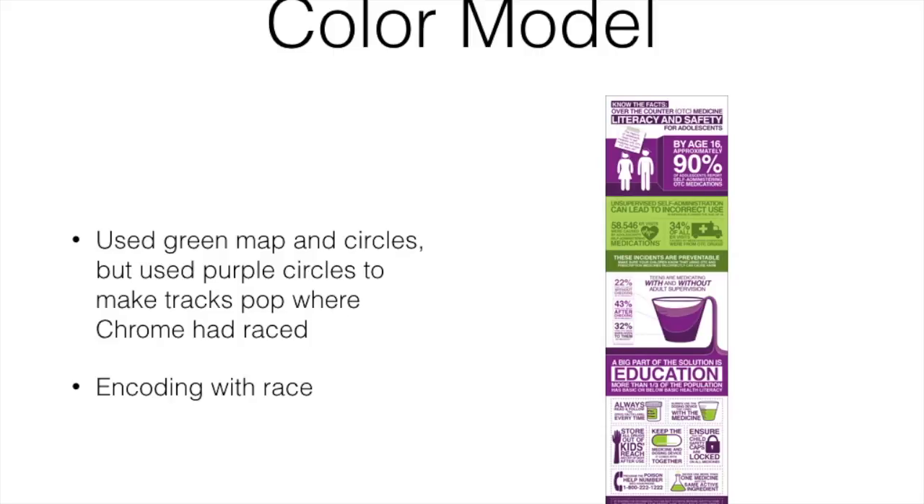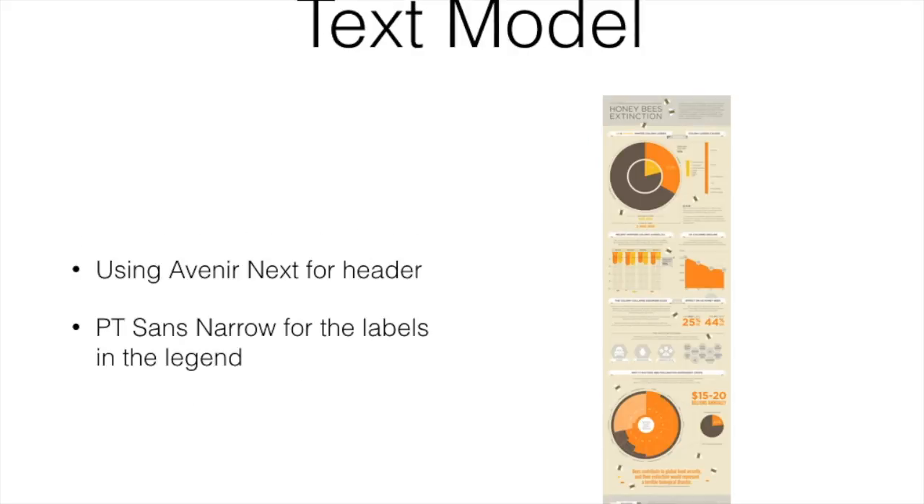I also used my color model here by making the states green, and then I used the dark green to mark ones that Chrome hadn't attended. Then I used the purple, which is in the lower part of the color model here, the purple and light green together, to mark the ones that he'd actually attended. So I did some encoding there and a little bit of highlighting by using the purple. The purple stands out more for the ones that Chrome had been to, and also shows which ones he's attended and which ones he hasn't.